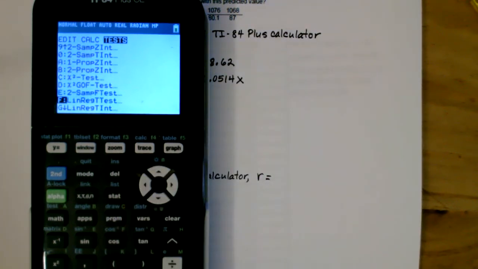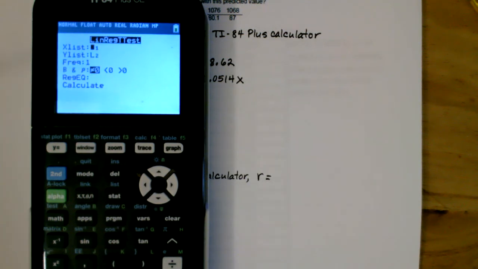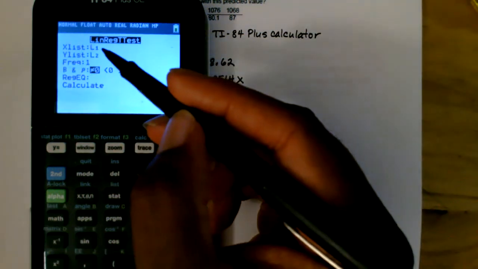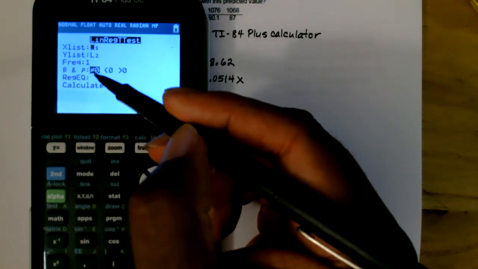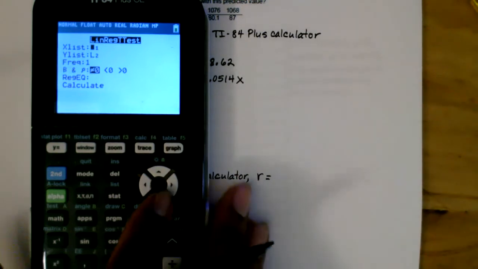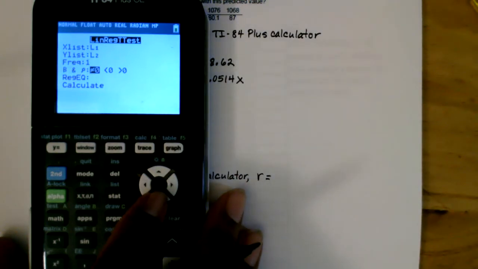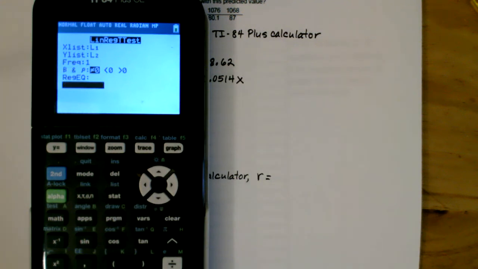LinRegTTest is what we want. Press enter. X list should still be L1, and Y list should still be L2. The not equal to 0 should always be highlighted because that's the only alternative hypothesis that we've been using for correlation and regression. Then put the cursor over Calculate, and press enter.